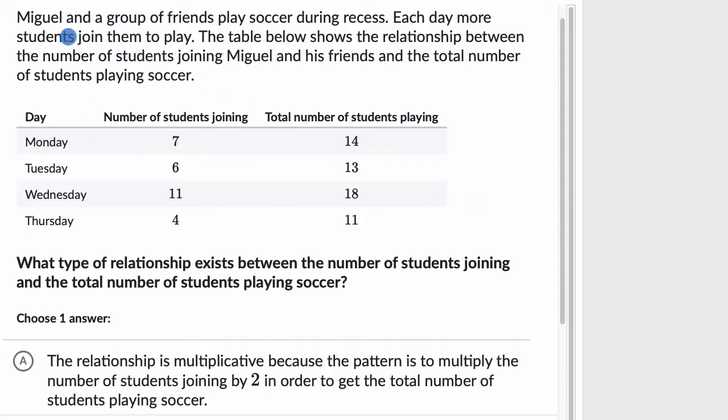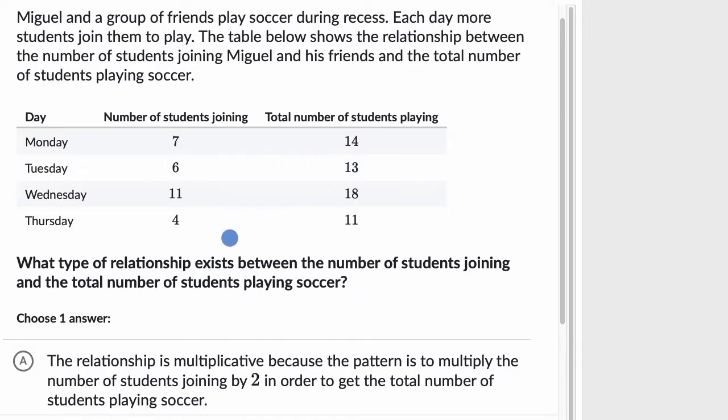We are told that Miguel and a group of friends play soccer during recess. Each day, more students join them to play. The table below shows the relationship between the number of students joining Miguel and his friends and the total number of students playing soccer. So let's see, on Monday, 7 students joined, and then there are 14 students playing soccer. On Tuesday, 6 students joined, 13 students playing soccer.